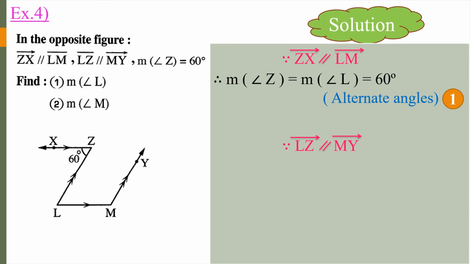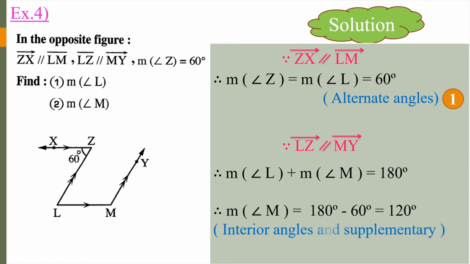Since LZ is parallel to MY and LM is a transversal, the measure of angle L plus the measure of angle M equals 180. Then the measure of angle M equals 180 minus 60 degrees, which equals 120 degrees. These are interior angles and supplementary.